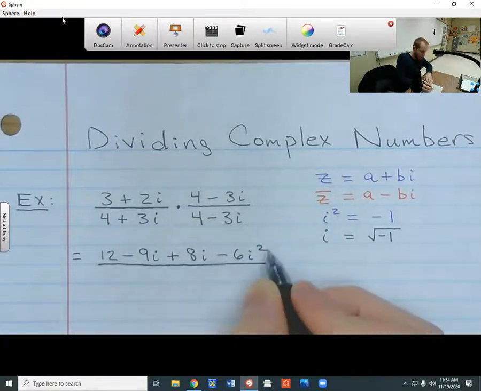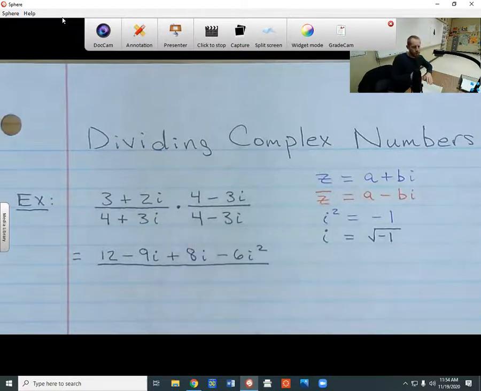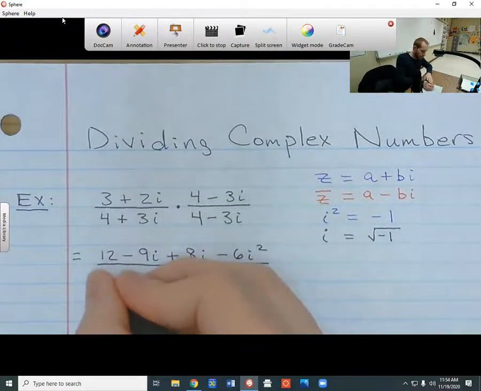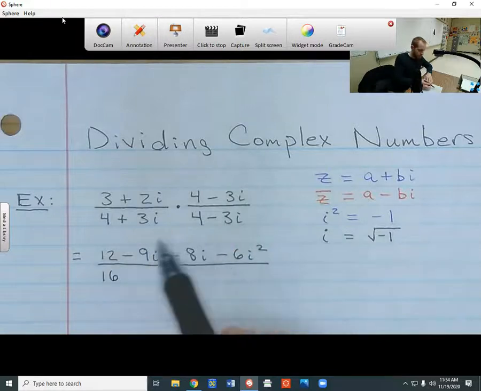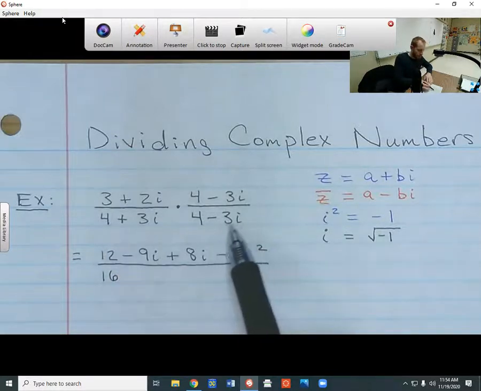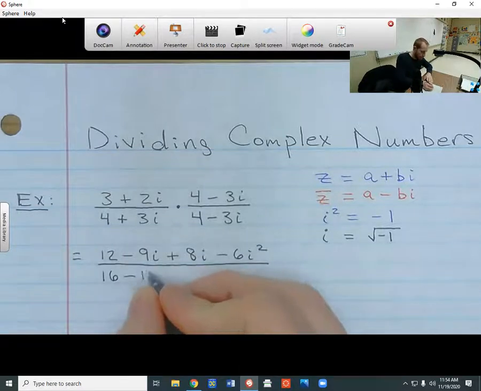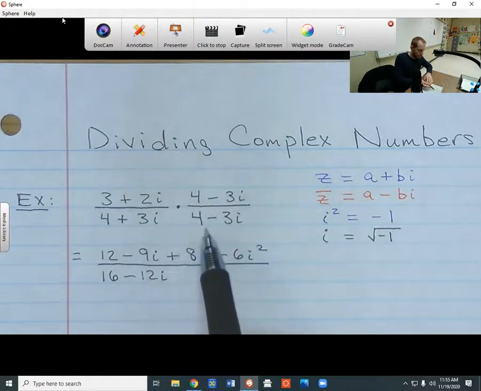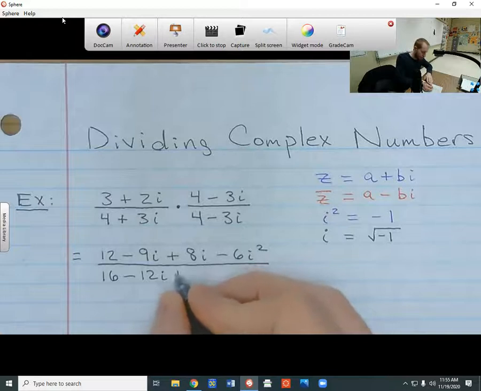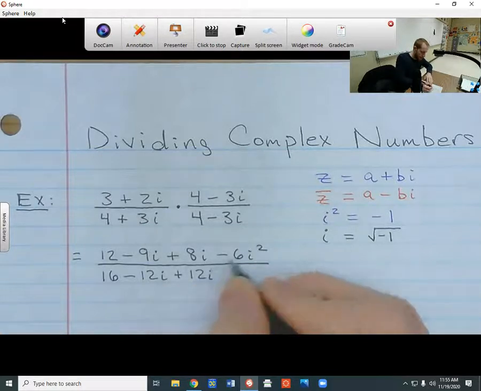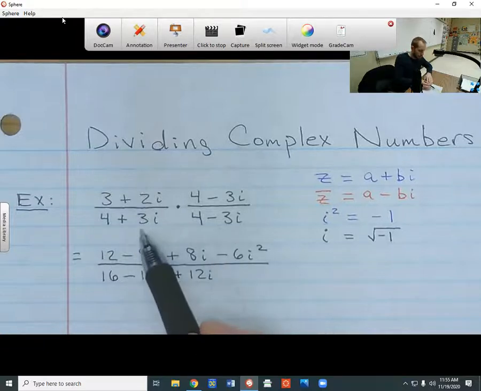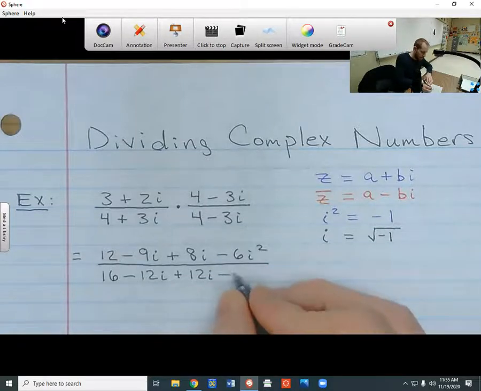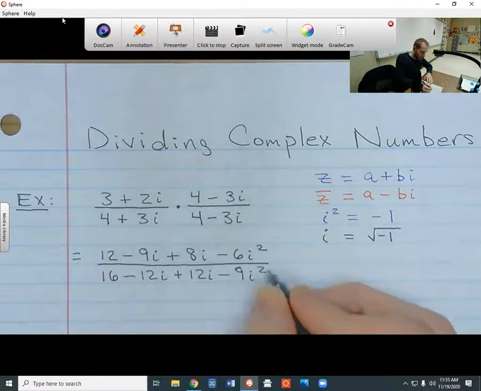Now I want to multiply the bottom two numbers, doing exactly the same process we did at the top. 4 times 4 is going to give us 16. Next, moving to the outer two, I have 4 times negative 3i, which is going to give me negative 12i. Doing the inside two numbers, I get 3i times 4, which is going to give me plus 12i. Looking at the last two parts, I have 3i times negative 3i, which is going to give me negative 9i squared.